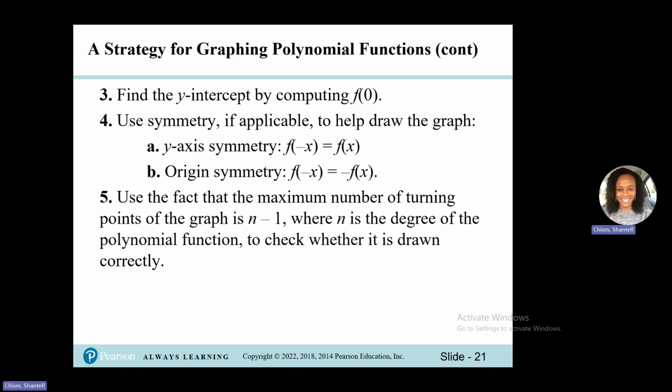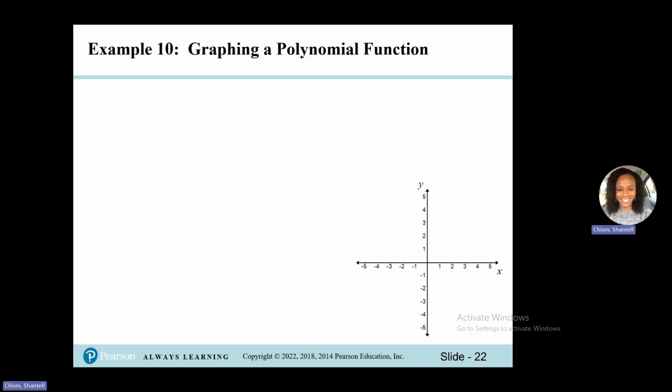So y-axis symmetry is where you replace x with negative x, and if there's no change, if it's just giving you back the original function, then that means yes, we have y-axis symmetry. So that would mean the left and right sides of the graph would mirror each other. The origin symmetry, if you replace x with negative x and you get the opposite of the function, in other words, every sign is changed, then you have origin symmetry. You do not have to have either, okay? There are situations where you have neither. So let's take a look at an example.